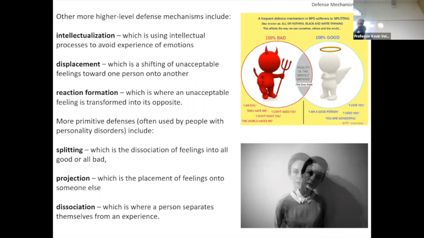More primitive defenses used by people with personality disorders include splitting, which I already talked about. Projection, which is putting your own feelings onto somebody else, goes along with projective identification, where you get the other person to act as if those feelings that were projected on them are actually their own feelings. And then dissociation, where a person separates themselves from an experience. And again, we'll talk more about the splitting one. That's very common, and we'll talk about some of these a little bit later on as well.